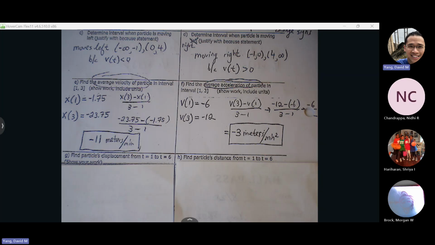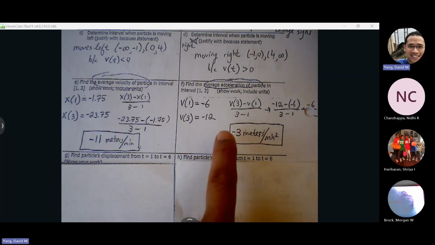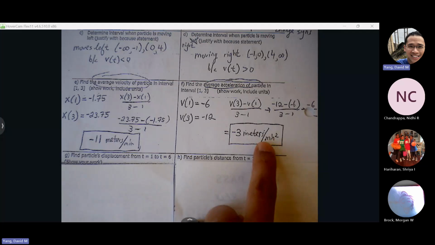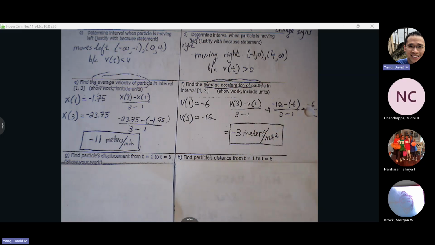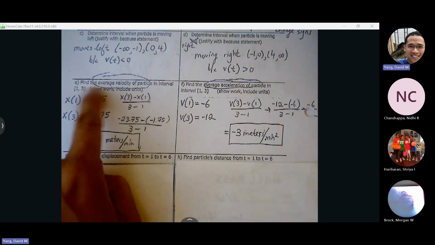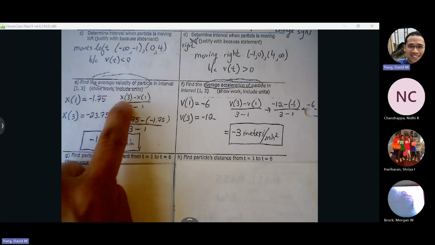Does it matter where we put the square on the F? Say it again. Like, does it matter where we put the square? It does. Yeah, it has to be with the minutes. Okay. Yeah. Meters per minute squared. That's right. For E, plug into your position function. That's right.